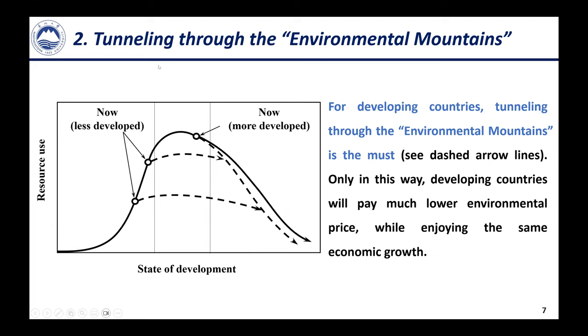The second contribution from Professor Lu is that he proposed tunneling through the environmental mountain. For developing countries such as China, tunneling through the environmental mountain is a must. See the dashed arrow line. Only in this way will developing countries pay a much lower environmental price while enjoying the same economic growth.